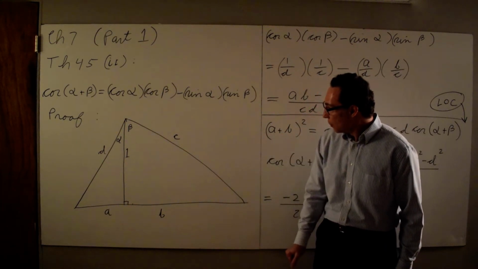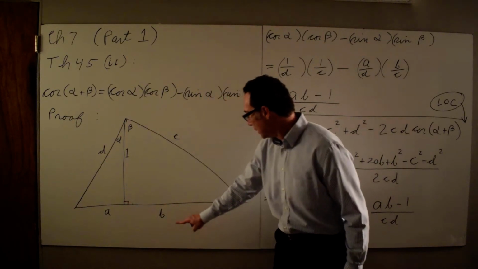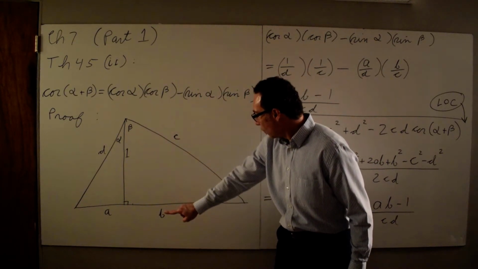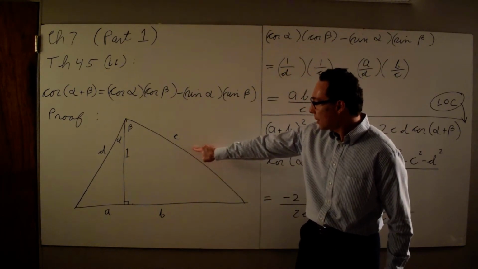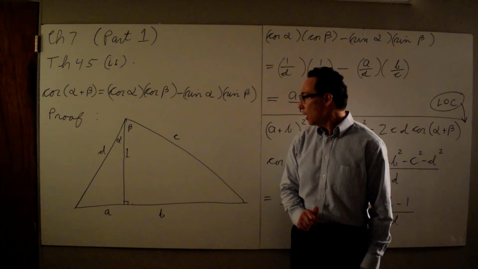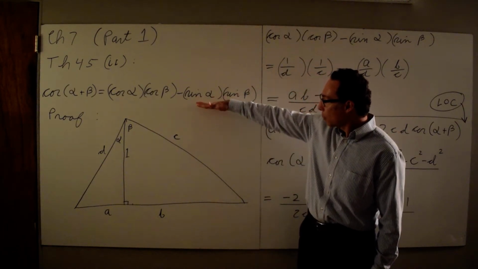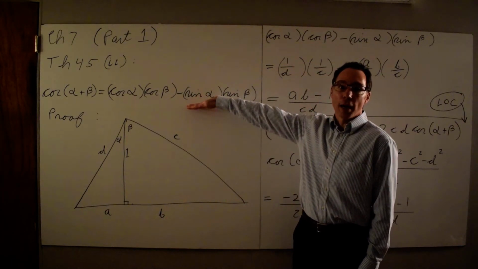So now we have our angle alpha plus beta. We label this side a. The side opposite angle beta we label b, and then we label this side c and this side d. And now we're going to use right triangle trigonometry and the law of cosines to prove this trig identity.